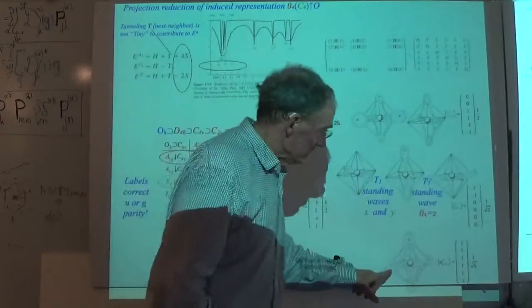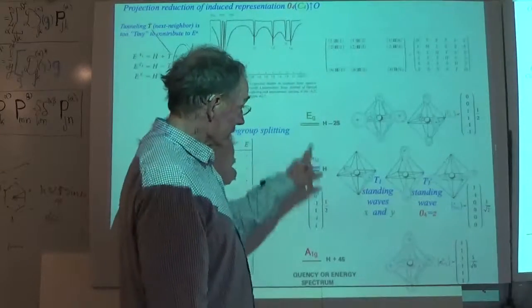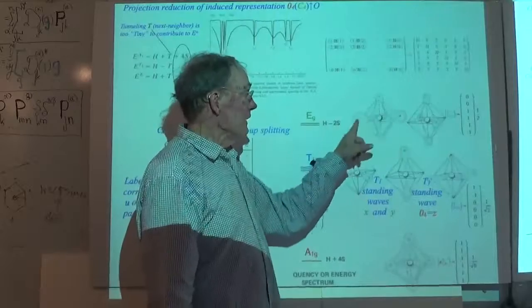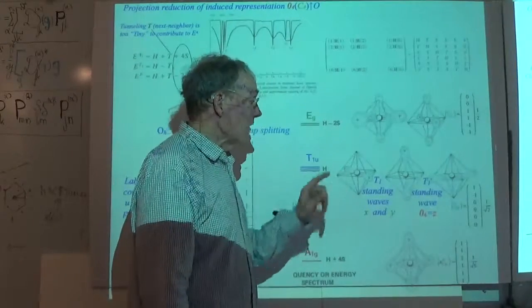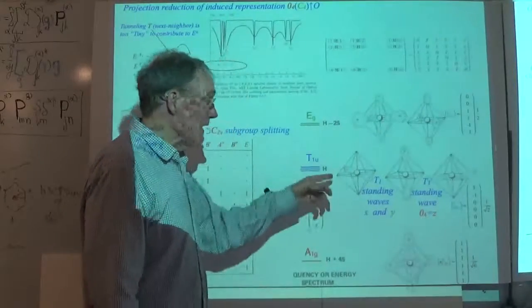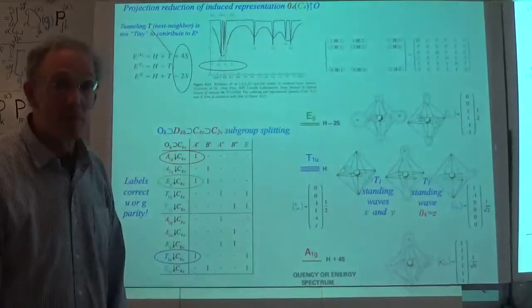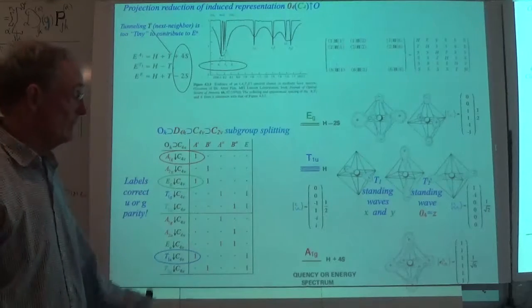1 is definitely even. The E is definitely even. If I invert this thing, no change of sign. But this is definitely odd. Invert that, it changes sign. It's a dipole. It's odd. Okay, as opposed to even.